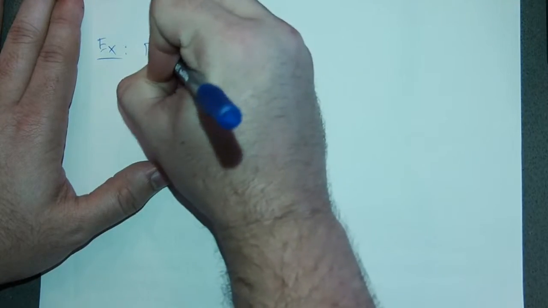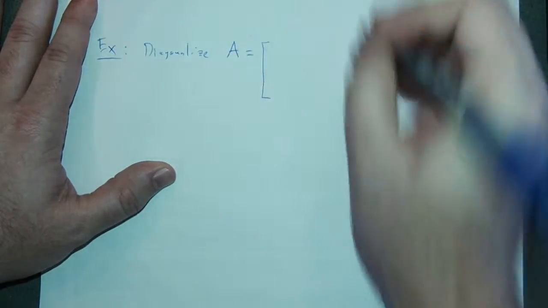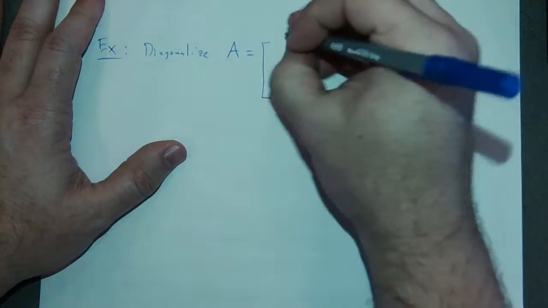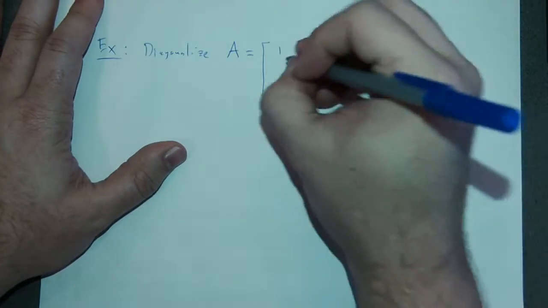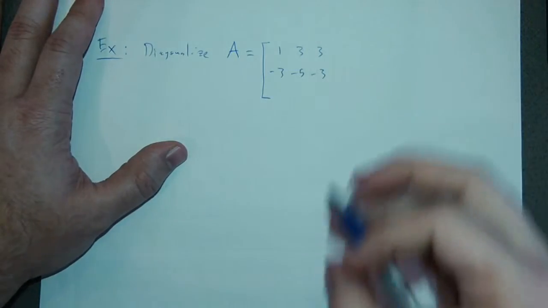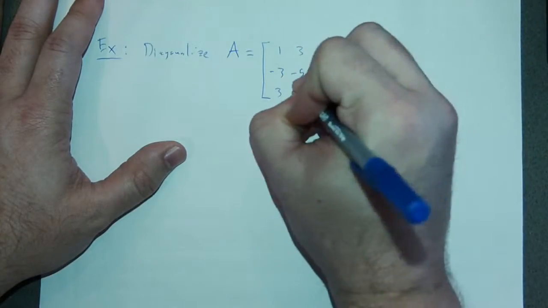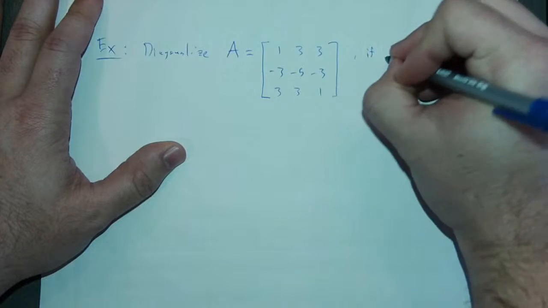How would an example like this go? So let's diagonalize the following matrix if possible. All right, so my matrix, reading row-wise, is 1, 3, 3, minus 3, minus 5, minus 3, 3, 3, 1. So diagonalize this if possible.